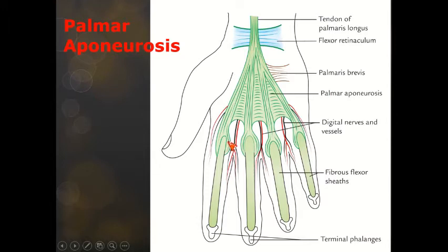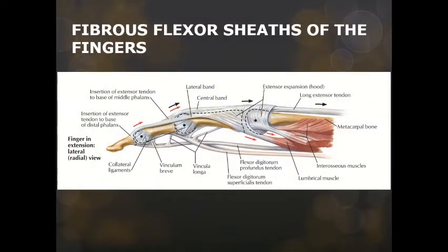Okay, so that is about the palmar aponeurosis. I'm going to explain about this palmar aponeurosis in a different class clearly. Then fibrous flexor sheaths of the fingers. What are the fibrous flexor sheaths we can identify? Let us discuss from palmar aspect to the dorsal aspect.